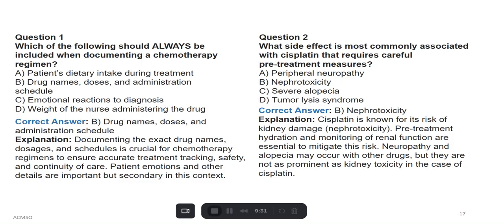But the one particularly linked to cisplatin would be B, nephrotoxicity, kidney toxicity, or renal system toxicity. Cisplatin is known for its risk of kidney damage. Pre-treatment hydration and monitoring of renal function are essential to manage this risk.